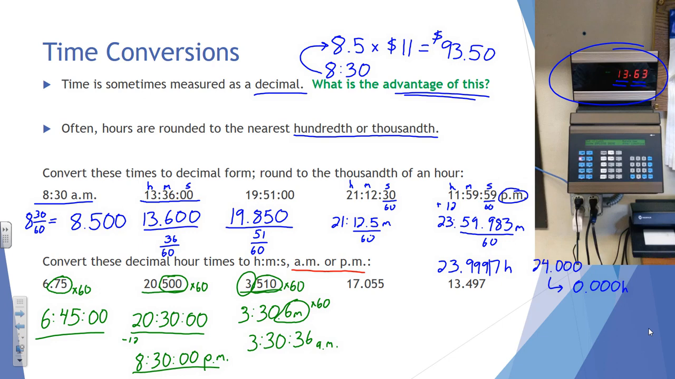Okay, you take a minute and do the last two. Take 17.055 and 13.497, convert both of those into hour, minute, and second formats, either being AM or PM. Unpause the video when you're done to see the solution.